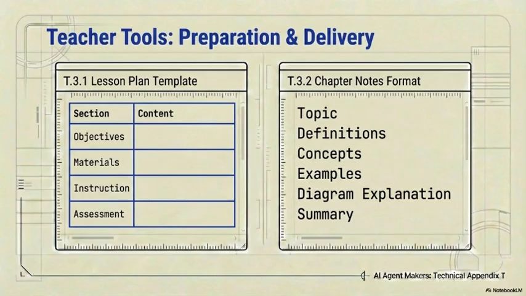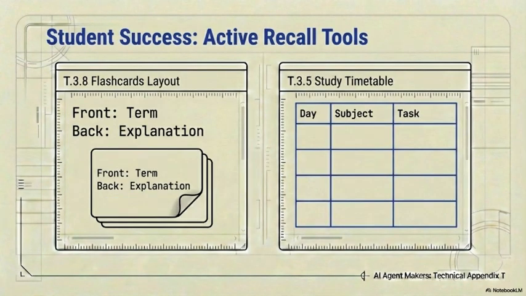Then for organization, you have the exam revision plan. This is purely tactical. Day, topics, practice. Right. It breaks down the overwhelming task of revision into manageable, structured, scheduled chunks. An AI could generate this plan based on a student's current workload and their upcoming exam schedules. And sometimes the simplest tools are the most effective. The study timetable, day, subject, task, is the simplest but maybe the most essential tool for self-management. It just structures a student's week.